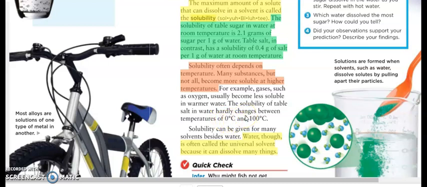Of course, the very important thing you have to know in this session is that water is often called the universal solvent because it can dissolve many things.